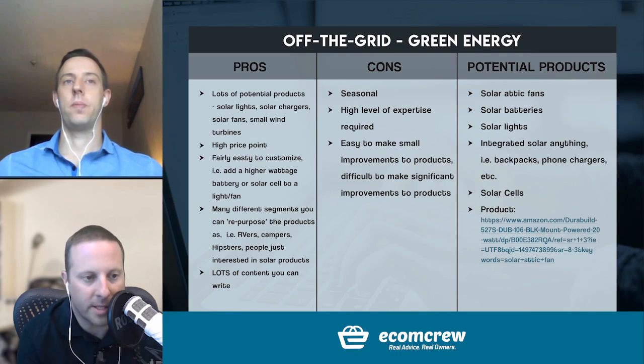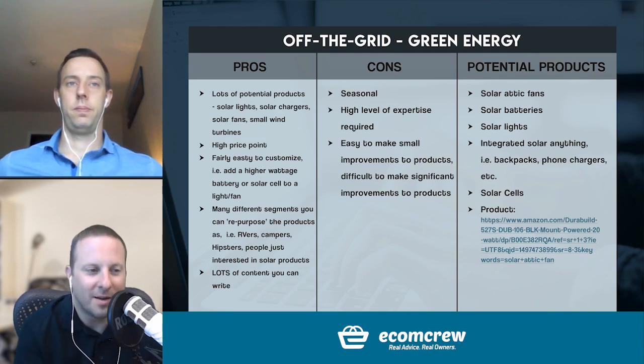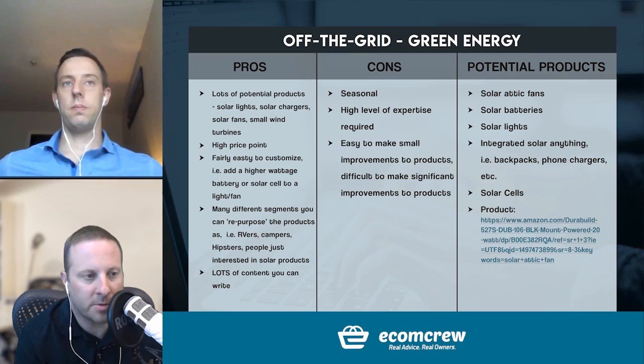There are lots of potential products. You've got solar lights, solar chargers, solar fans, potentially small wind turbines. There are even things like rain capture buckets that can go into play in this niche. So there's lots and lots of products. And again, it's that high price point. These aren't $5 items.